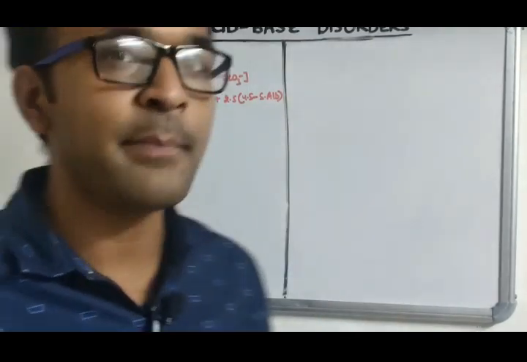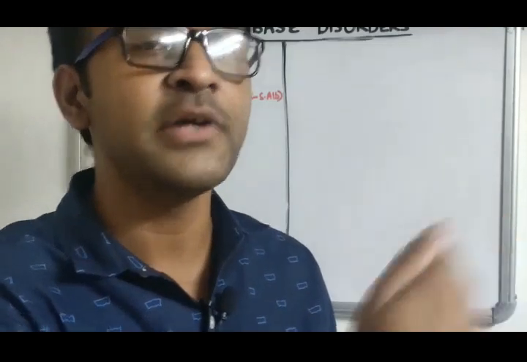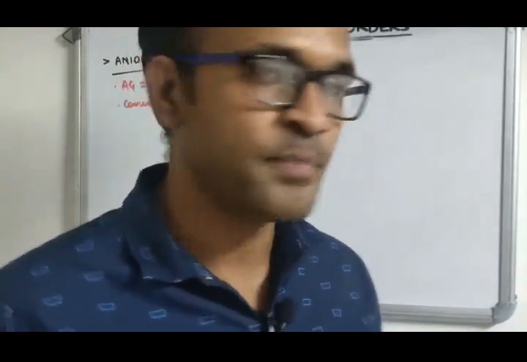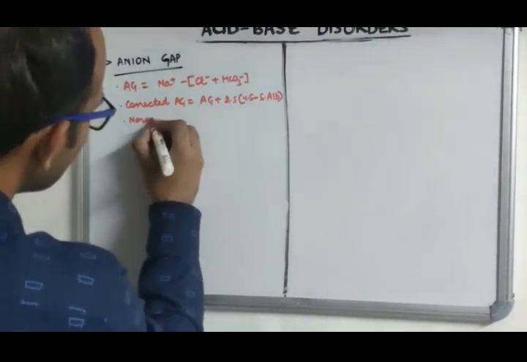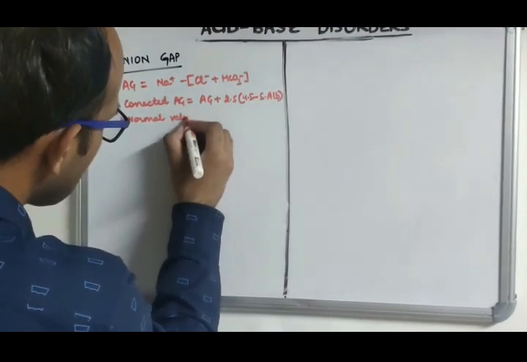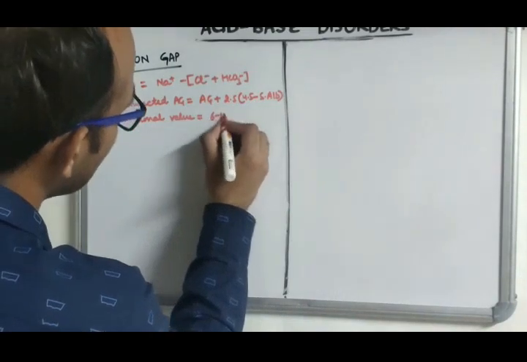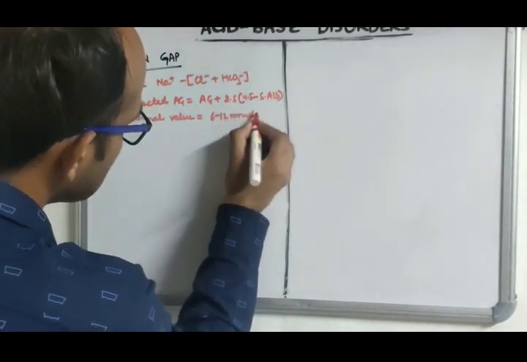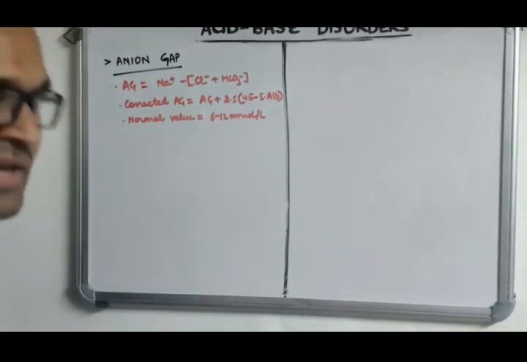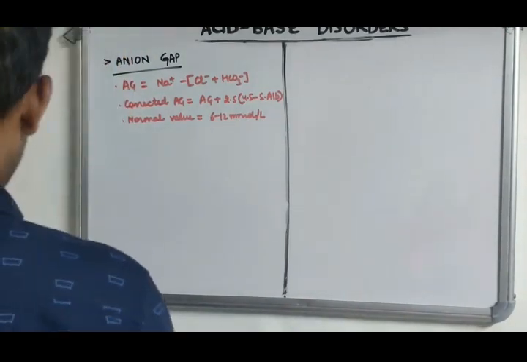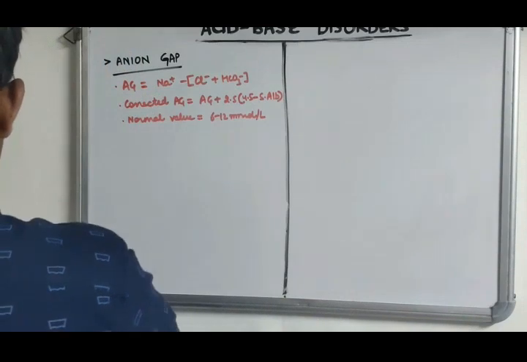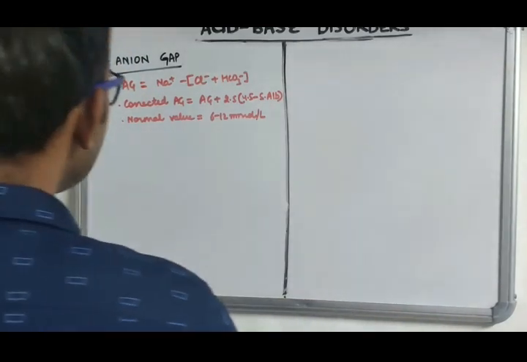Now why is it important to calculate the corrected anion gap? Because for every 1 gram per deciliter decrease in serum albumin, there is a rise in anion gap by 2.5 millimoles per liter. And the normal value of anion gap is 6 to 12 millimoles per liter, and the optimal value is 10 millimoles per liter. So now we'll discuss the causes of increase in anion gap, decrease in anion gap and normal anion gap. First of all, we'll talk about the conditions in which we have increased anion gap.